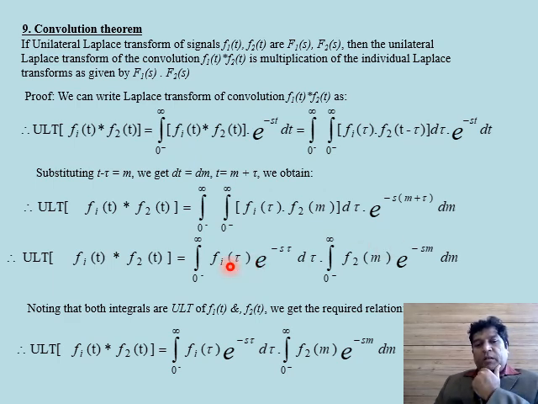Again, we have to remember these integral variables d tau or dm, they are simply dummy variables. Finally, they will be substituted by the definite integral limits. Tau will be substituted as infinity and 0. Similarly, m will also be substituted as m equal to infinity and m equal to 0. So this is nothing but the Laplace transform capital F1 of s multiplied by the Laplace transform capital F2 of s.